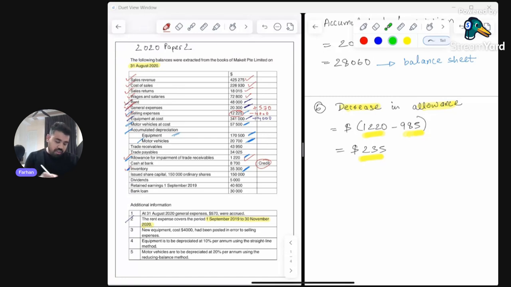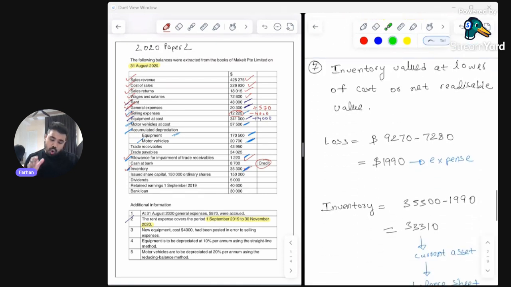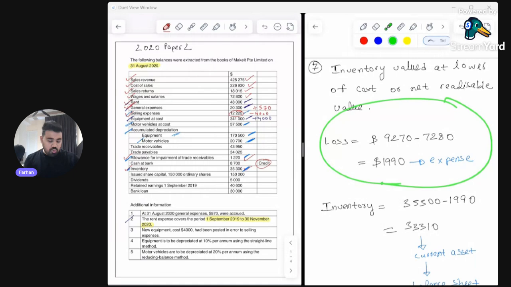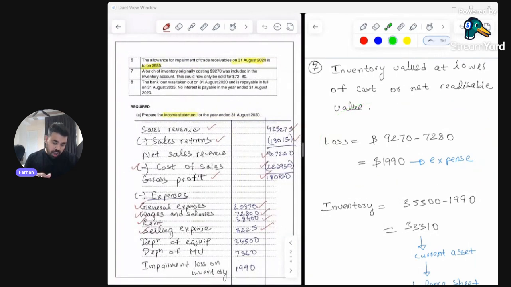Then we have got inventory. We know there is a current asset for inventory, and we also know based on our workings for point number 7 that we have an impairment loss, right? And the amount for impairment loss is $1,990, which is what we treat as an expense. So let's look into our income statement. And in the total expenses section, you can see that we have included impairment loss on inventory of $1,990.